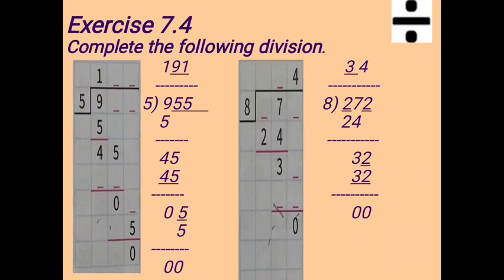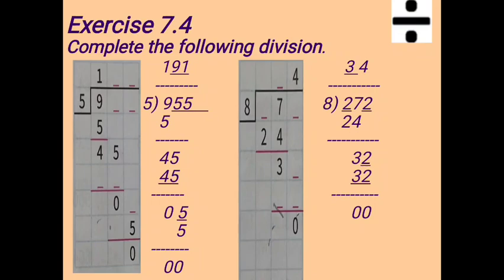So write here 2 so that you can bring down this 2 and it will become 32. Then 8 4s are 32. Then you are going to do subtraction. Then you will get the remainder as 0 and your quotient is 34. That is your result.